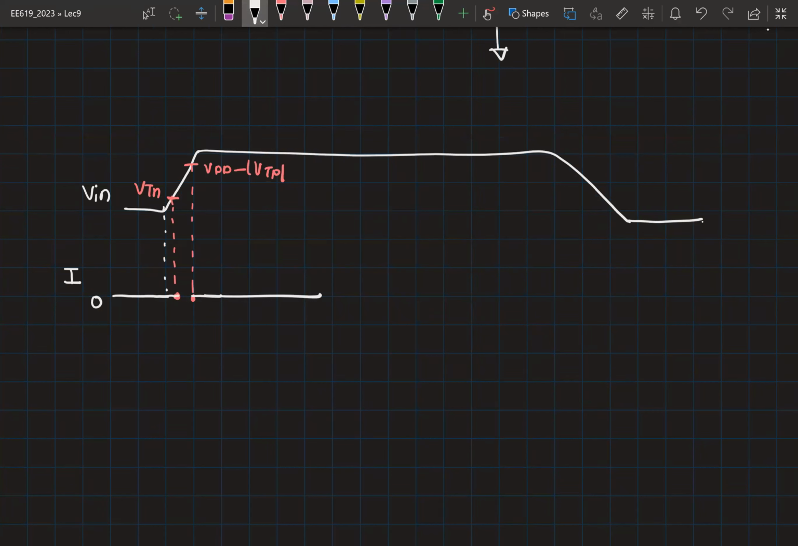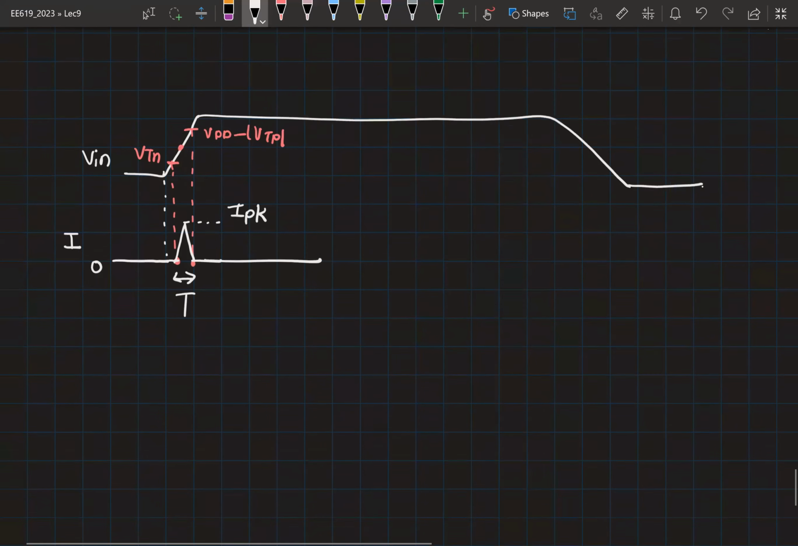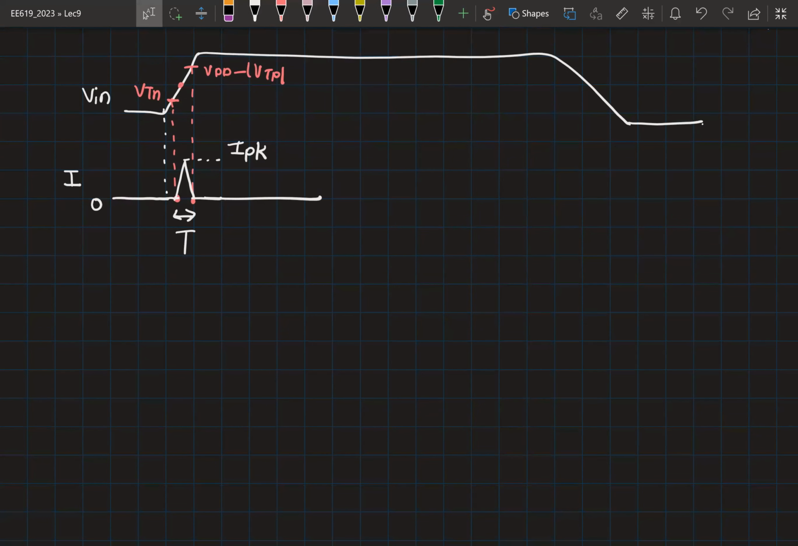Now, in between these two, when will the current be maximum? Roughly around midpoint voltage, right? Which means roughly at the center. So I'm going to approximate the behavior of this short circuit current using a triangular wave. And this is actually very reasonable. If you were to do a simulation, you'll see that the profile will look like this. And we will call the base of this triangle using capital T and the maximum value as some I peak.